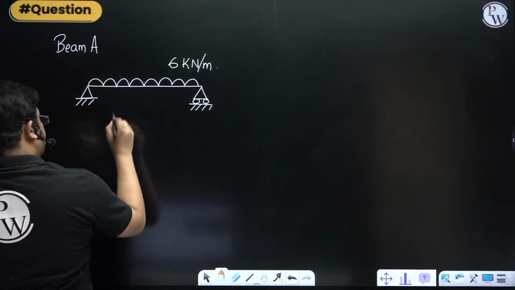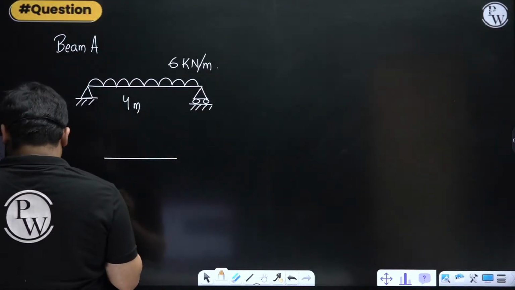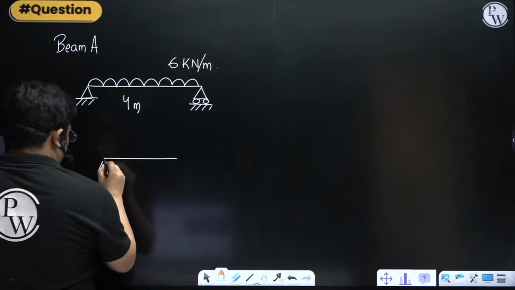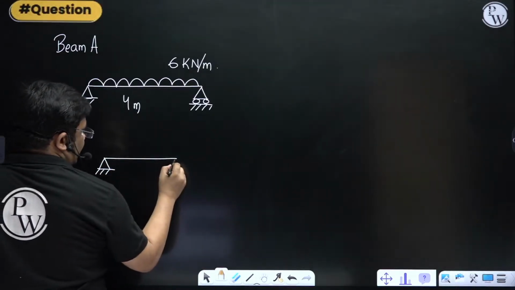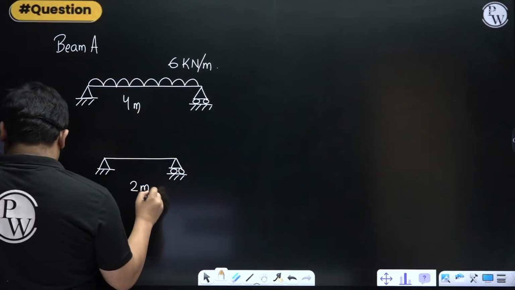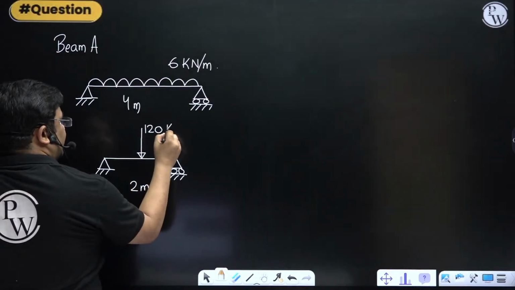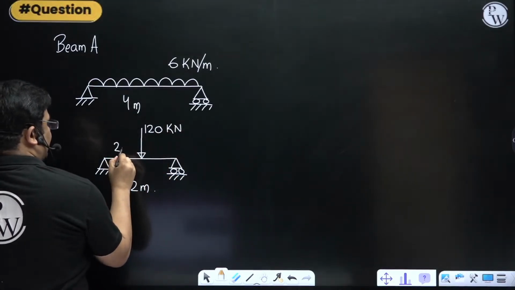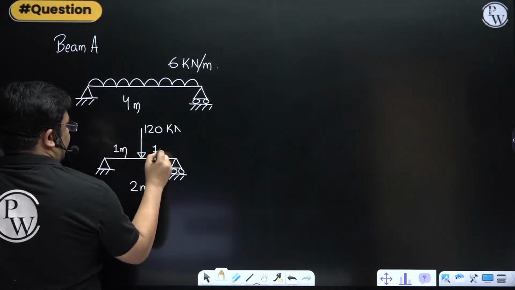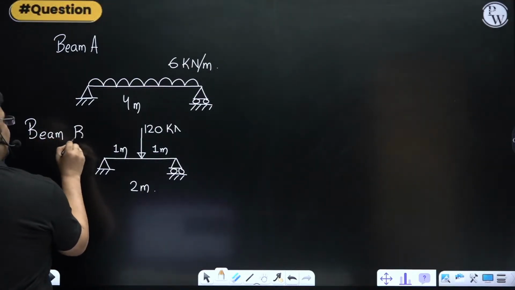And this length is 4 meter. Then we have another beam like this. It is 2 meter, and we have a point load of 120 acting at the center. So this is 2 meter, this is 1 meter, 1 meter. And this is beam B. This is a GATE question actually.